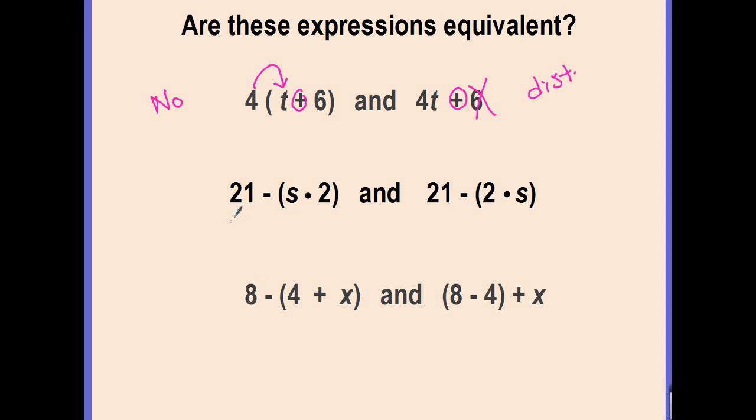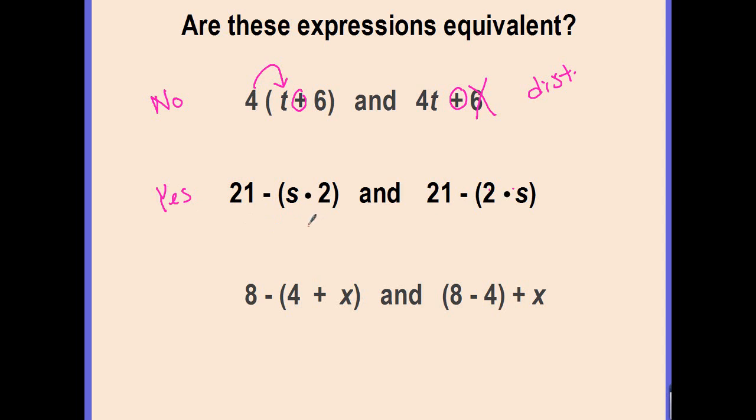On our next example, 21 minus s times t. If you look, the numbers are all the same in the same order. You've got the same operations, a subtraction and a multiplication. So the change is they just moved the parentheses. Oh, but did they move the parentheses? No, the parentheses are still around the s times 2. They switched the numbers inside the parentheses. Can you do that? Can you change the order of two numbers you're multiplying? Yes. So this one is a yes, they are equivalent.